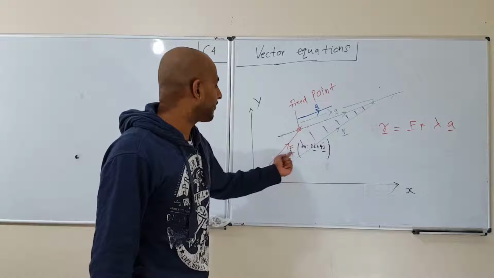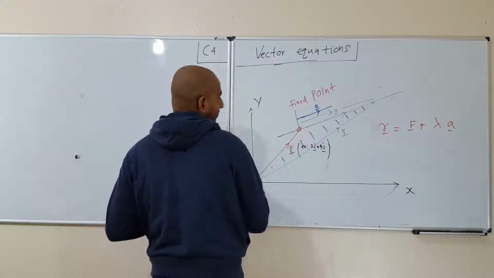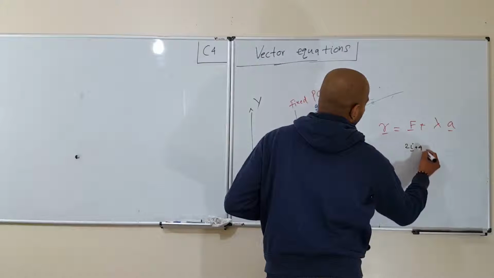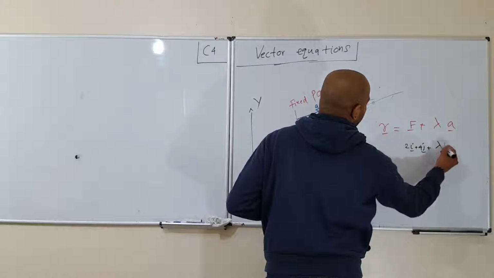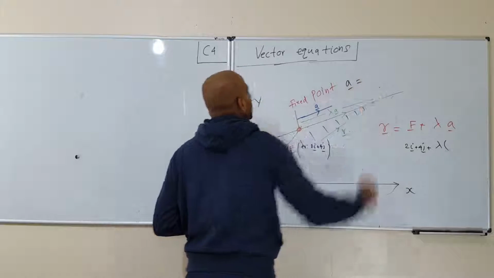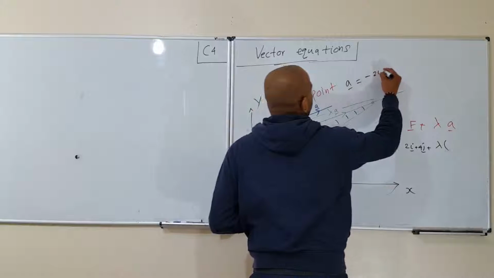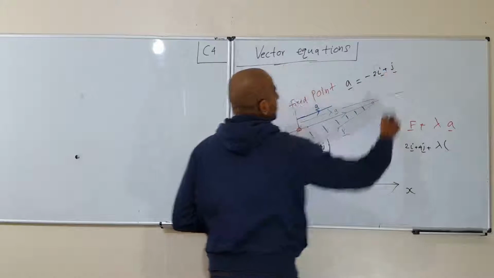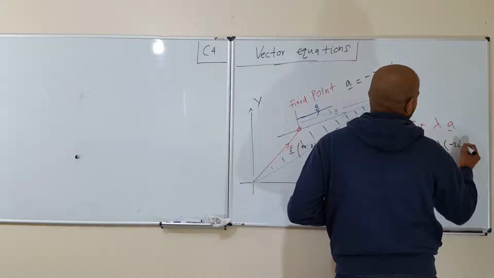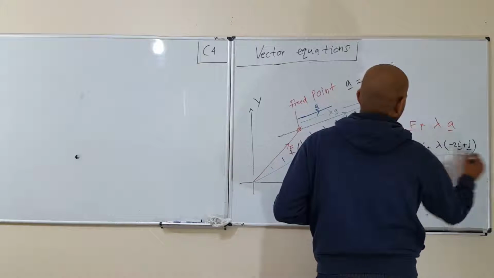If you want, we can substitute these values. For example, F can be 2i plus 4j. So I can write this like this: F is 2i plus 4j, plus lambda times A. Let's assume A is given as that vector, let's assume minus 2i plus j, or whatever. Just taken something randomly, so I can just put it there. Basically minus 2i plus j. That equals R. That's a vector equation.